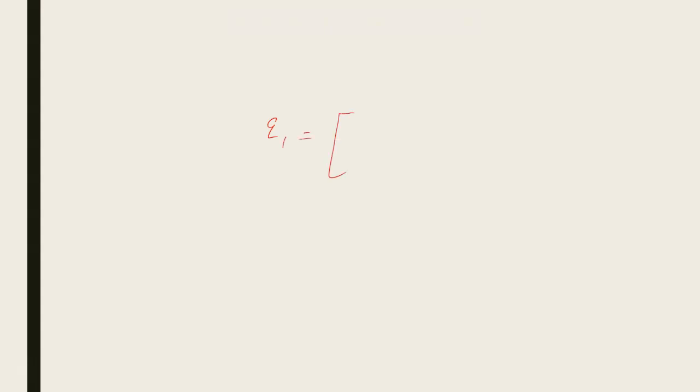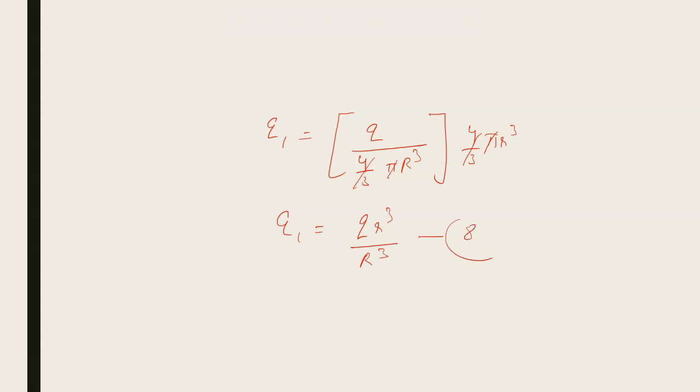then Q1 equals Q upon 4 by 3 pi R cubed, and what was the volume? 4 by 3 pi r cubed, by putting equations 6 and 7. So 4 by 3 pi cancels out. What will you get? You will get Q1 equals Q r cubed by capital R cubed. This is equation number 8.